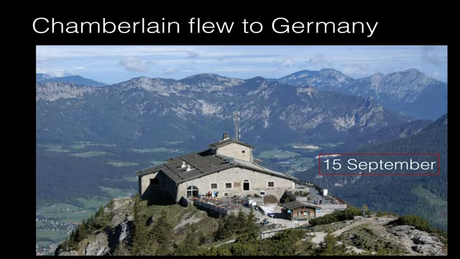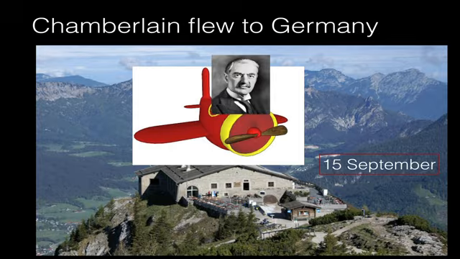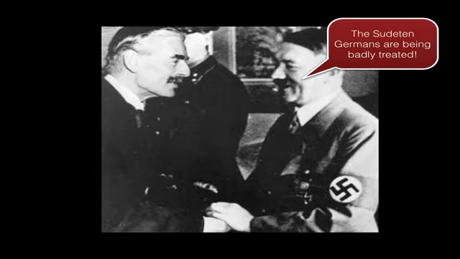Chamberlain really, really wanted to avoid a war, and he saw himself as an international peacemaker who could possibly avoid a war. So he flew out to Germany on the 15th of September to a place called Bad Godesberg. He flew out to meet with Hitler on the 15th of September. When Chamberlain met Hitler, Hitler complained that the Sudeten Germans were being very badly treated, and he couldn't stand by as a German and see fellow Germans being badly treated in Czechoslovakia.